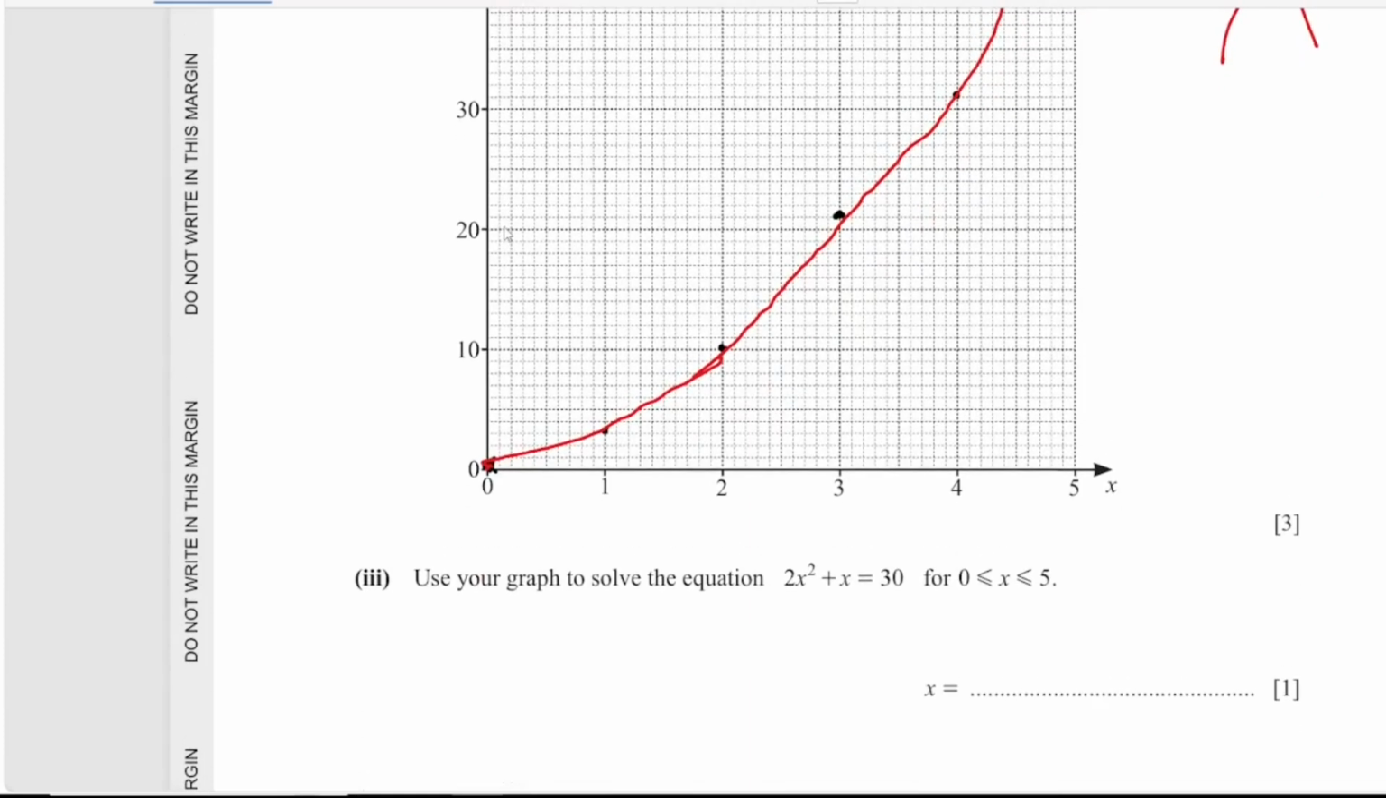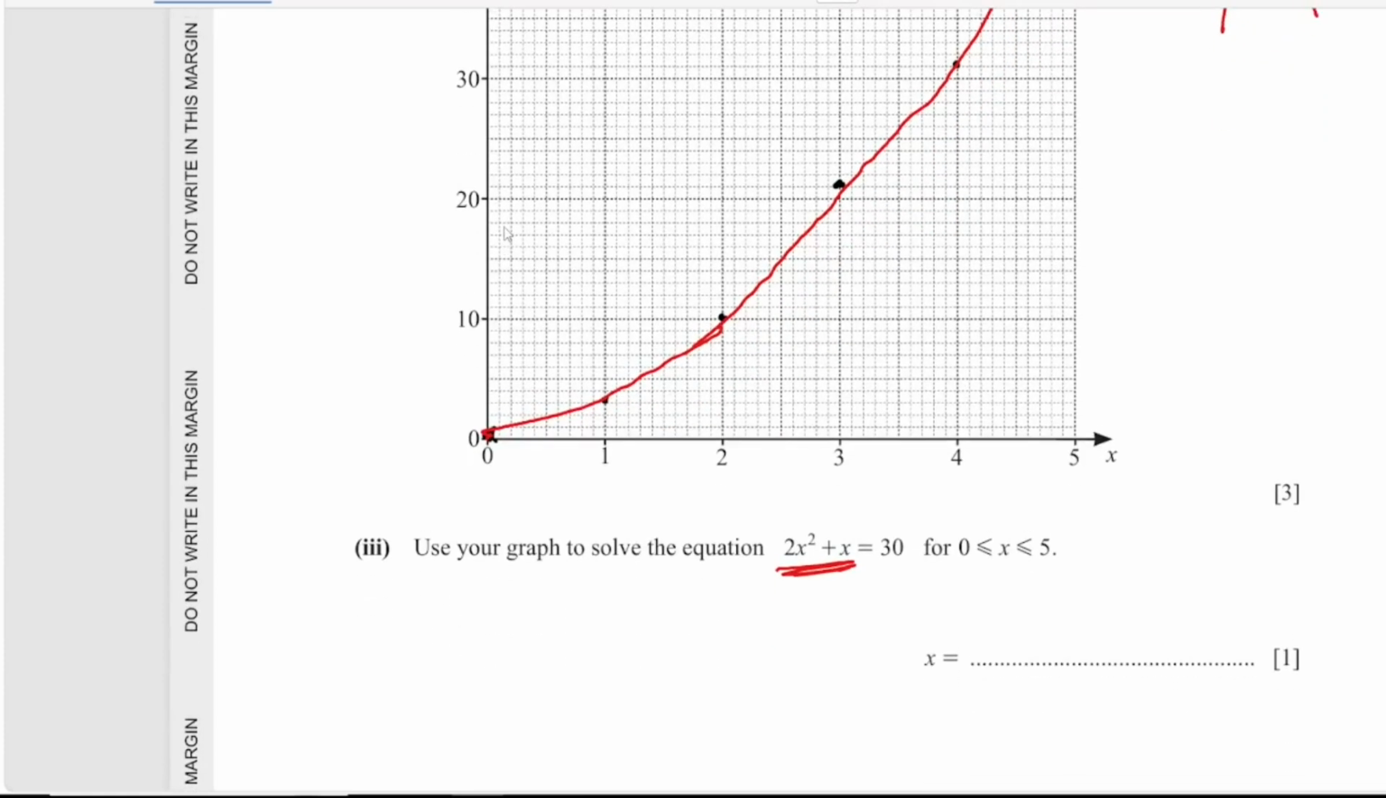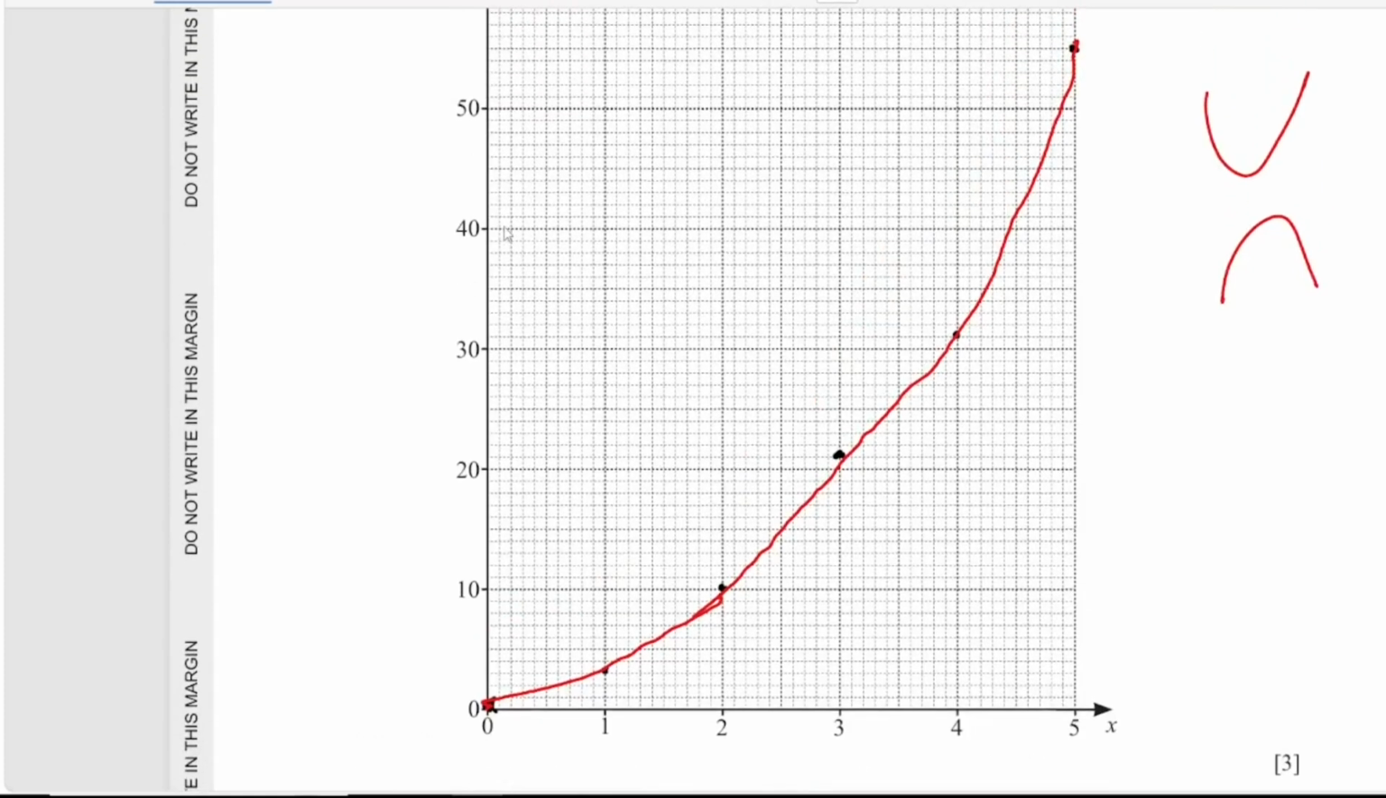And the B part says, use your graph to solve the equation 2x squared plus x is equal to 30. So the 2x squared plus x is the curve we've sketched, right? So use your graph to solve this equation within this interval from 0 to 5. What is the solution to this equation?